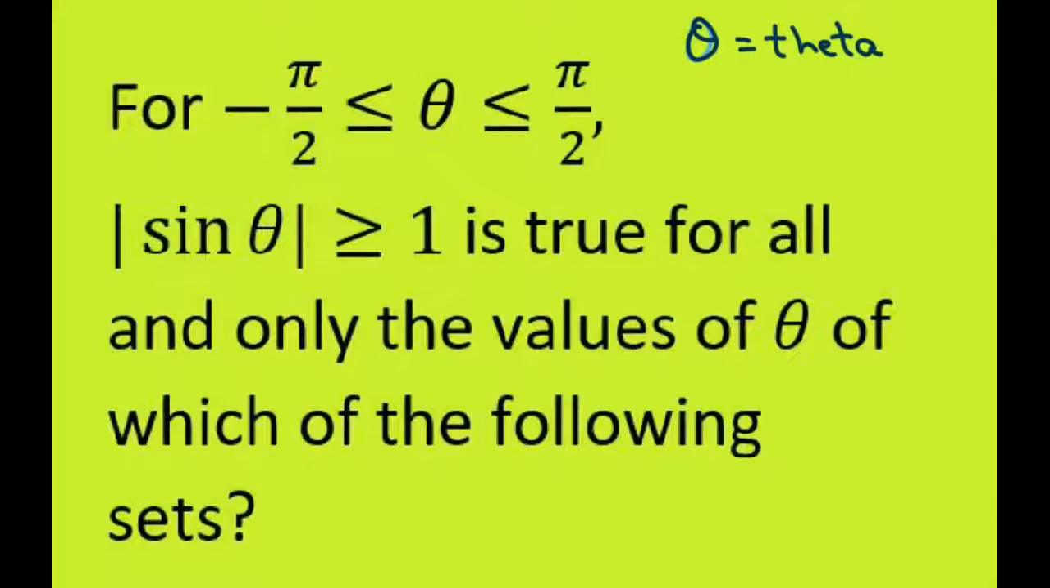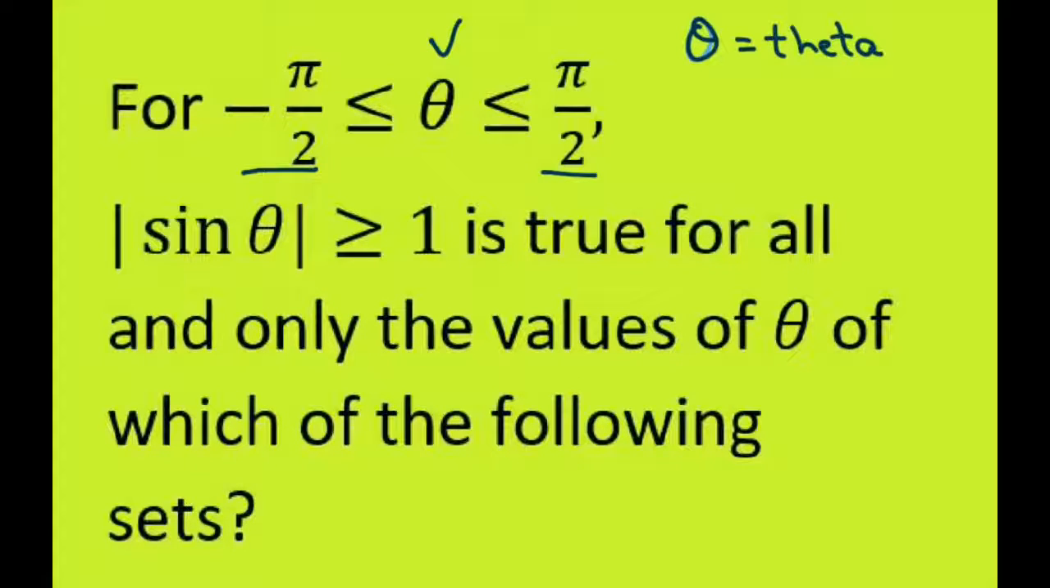For the domain of negative pi over 2 is less than or equal to theta is less than or equal to pi over 2. So basically, for our angle to be in between negative pi over 2 and pi over 2 inclusive, and where the absolute value of sine of theta is greater than or equal to 1 is true for all and only the values of theta of which of the following sets.